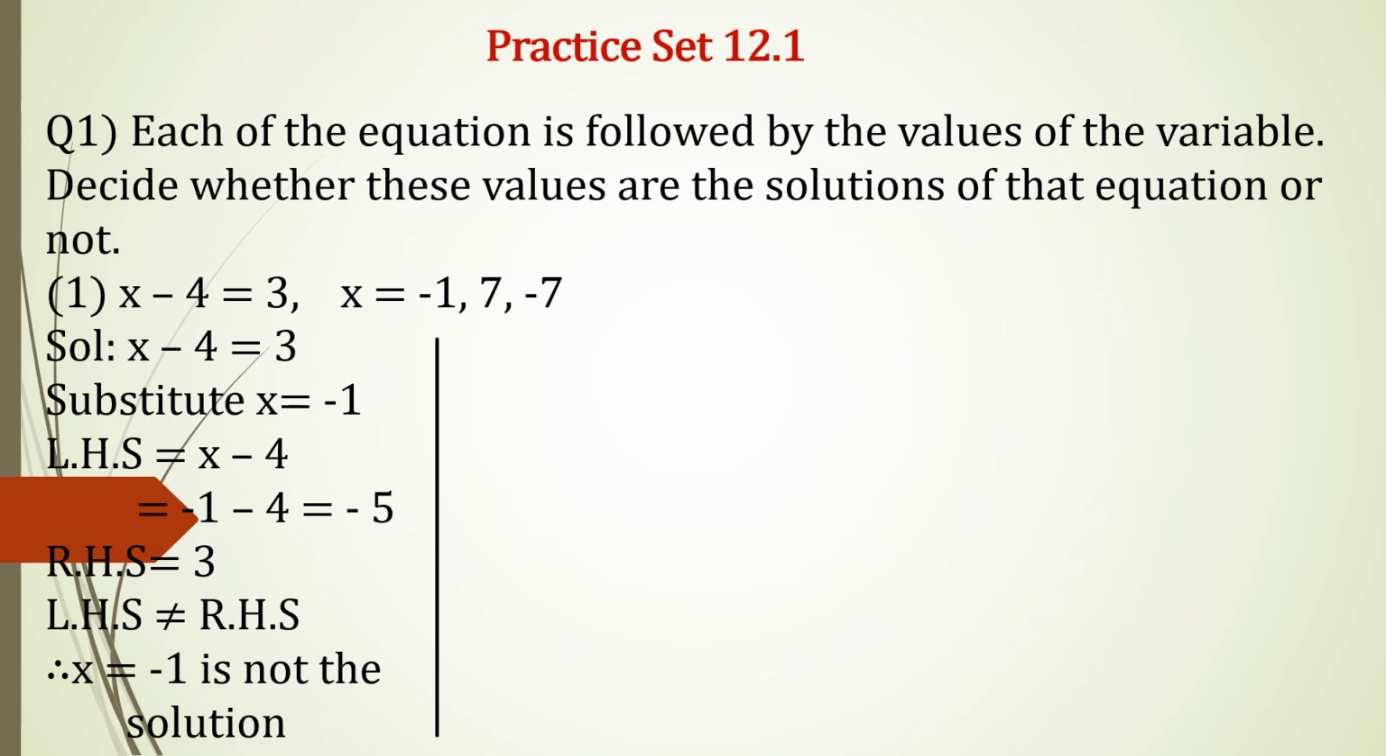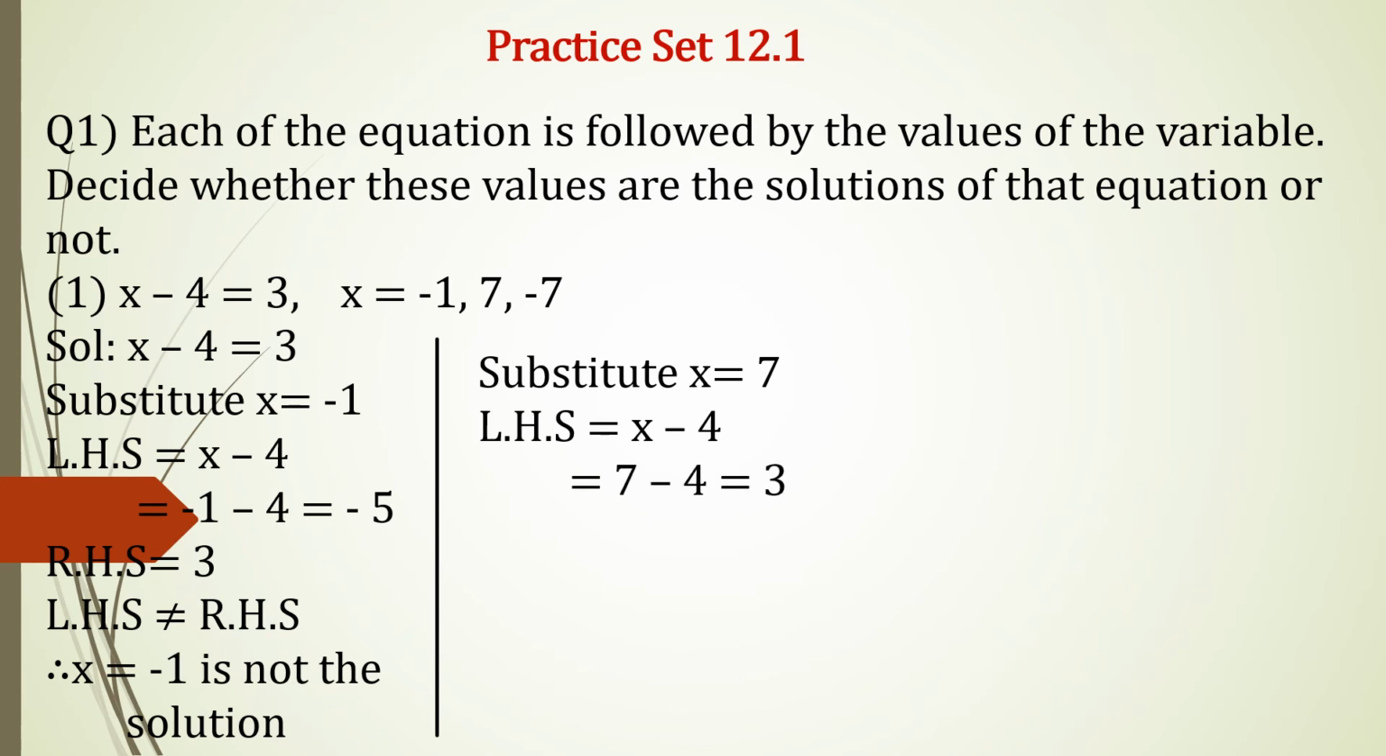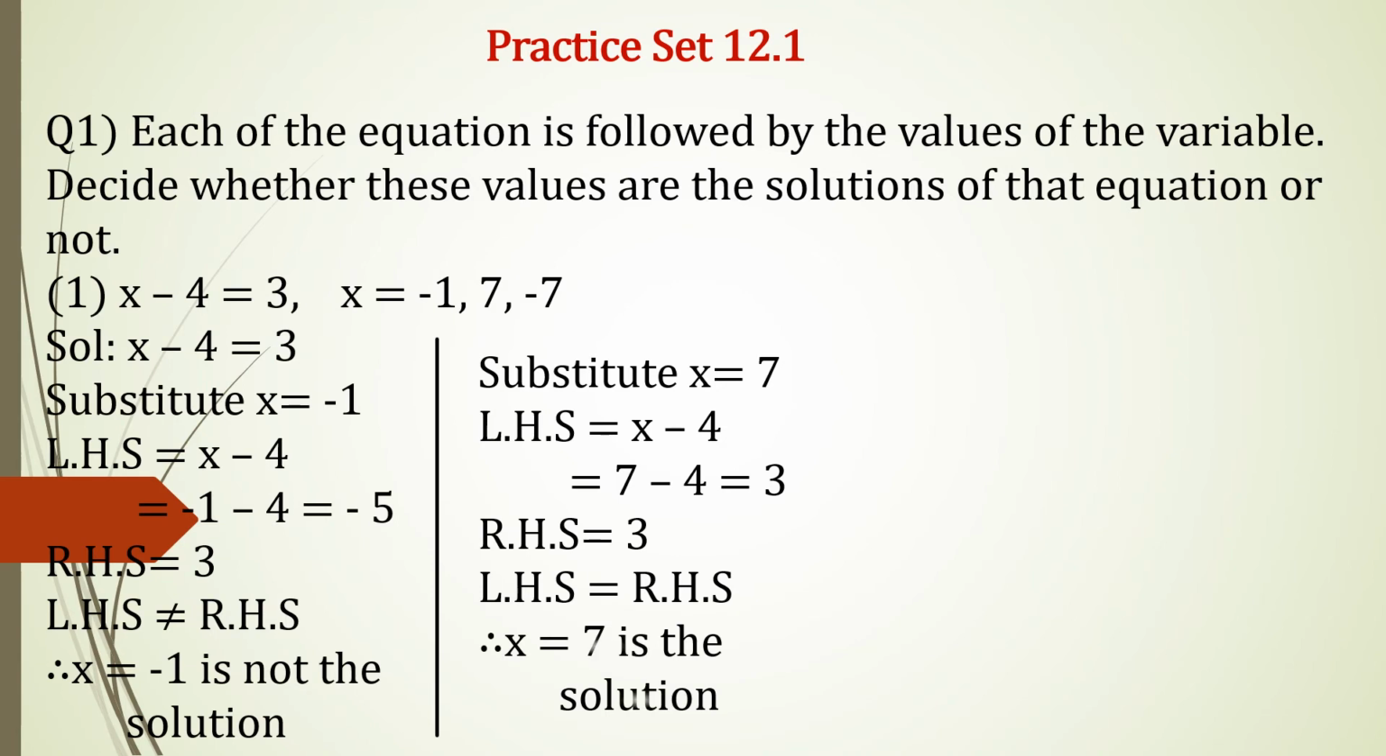Now let's substitute x equal to 7 and find out whether it is a solution or not. Now substitute x equal to 7. So left hand side is equal to x minus 4. So in place of x, we'll write 7 minus 4. So 7 minus 4, student, you will get 3. So your left hand side value you got 3 and right hand side you have 3. So student, left hand side is equal to right hand side. So therefore student, you'll write down x equal to 7 is the solution of the equation.